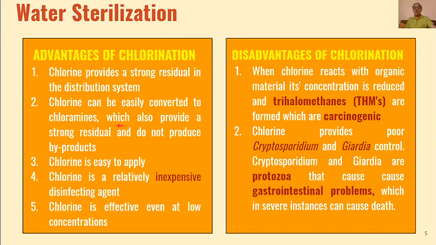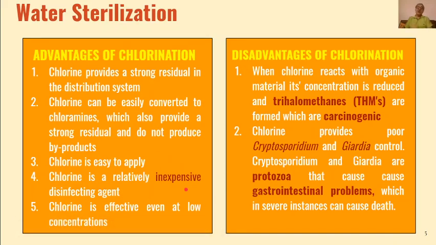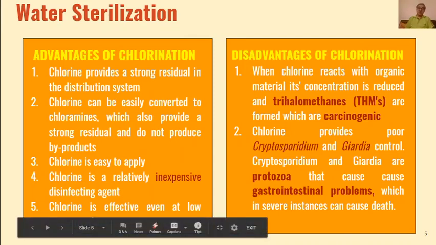and these chloramines do not produce byproducts. So no further byproducts are formed from chloramines. Then chlorine can be easily applied to any water system. Then it is a relatively inexpensive disinfectant agent also, and it is effective at very low concentrations also. So only a small amount of chlorine is required for sterilization or disinfection of the water. So these are the advantages.